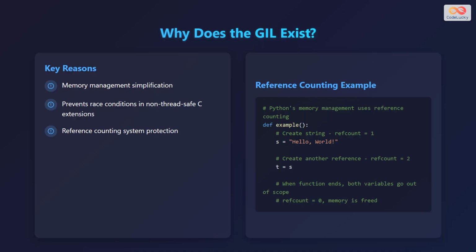Now, you might wonder, why does Python have this global interpreter lock? There are a couple of reasons. First, it simplifies memory management. Python uses reference counting for memory management, and the GIL protects against race conditions that could occur if multiple threads tried to modify object reference counts simultaneously. Second, the GIL was introduced early in Python's development to easily integrate with C extensions, which were not inherently thread-safe. The GIL ensures that these extensions can safely access Python objects without causing crashes or data corruption. Finally, it protects the reference counting system.